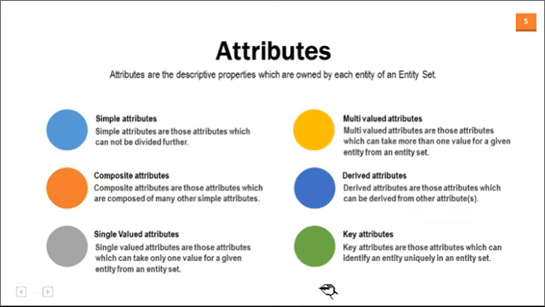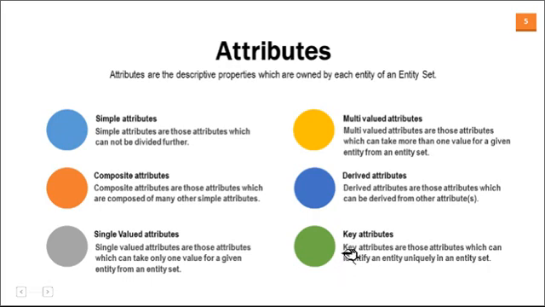Next, we have the number of types of attributes. We have simple attribute, composite attribute, single valued attribute, multi-valued attribute, derived attribute, and key attributes. First, I'll discuss simple attribute.